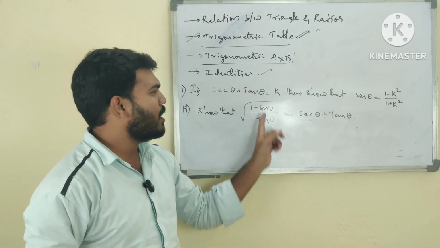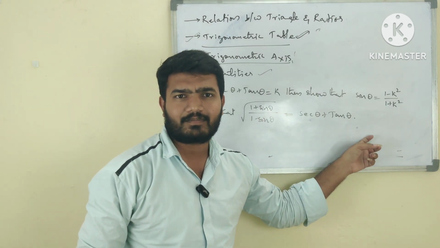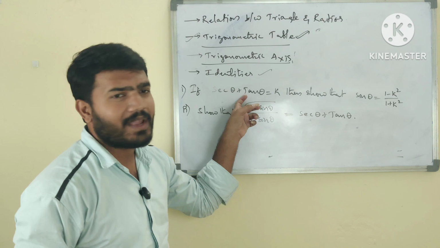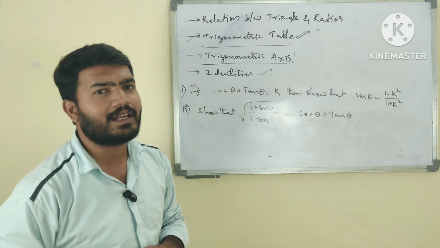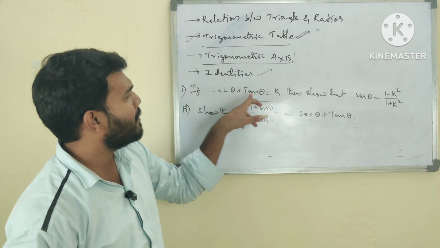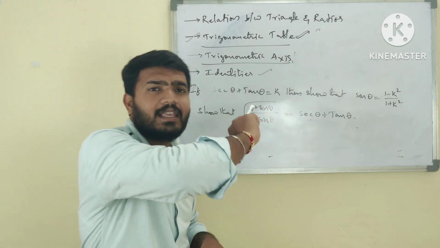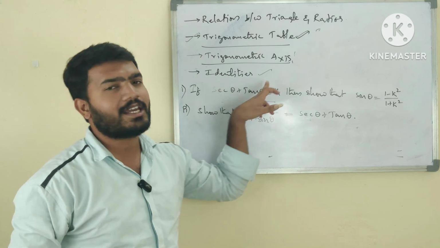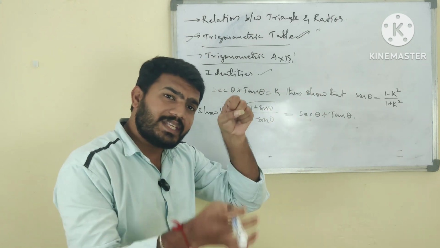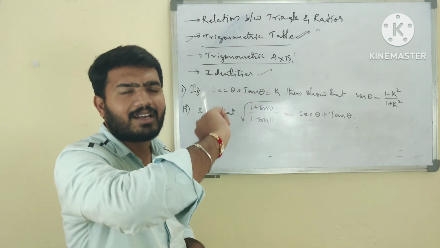Show that under root of (1 plus sin theta) by (1 minus sin theta) is equal to secant theta plus tan theta. The first question we have to solve by using the trigonometric ratios compared with a right angle triangle. First, what I mentioned: secant theta plus tan theta is equal to k. Take it as equation number 1. According to this, we have one identity: secant square theta minus tan square theta is equal to 1. By using these two equations, we have to get a right angle triangle.